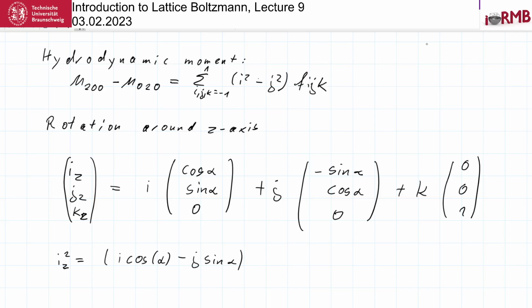So this, and there's a 0 in the last line, and this guy here is squared. So this you can translate into I square cosine square alpha minus 2, by the binomische Formel.